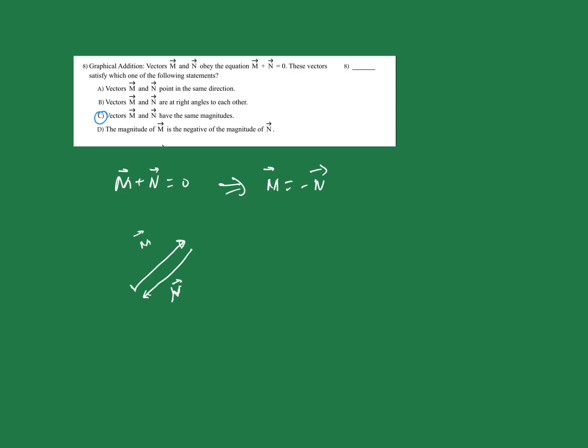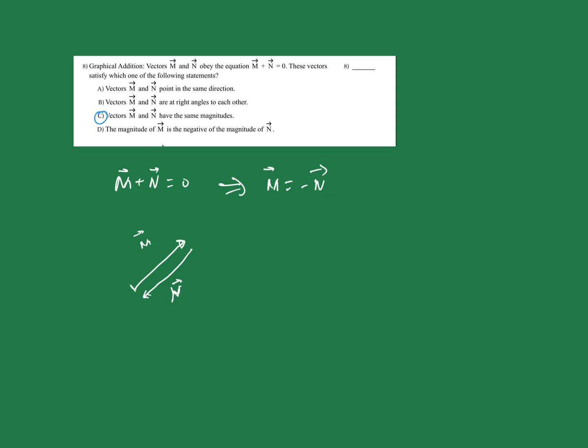Okay, this problem says graphical addition: vectors m and n obey the following equation: m plus n equals 0. The only way that m plus n equals 0 is that m equals minus n. So if m equals minus n and m is in this direction with a certain magnitude, n should be in the opposite direction with the same magnitude. It says that m is equal to minus n.